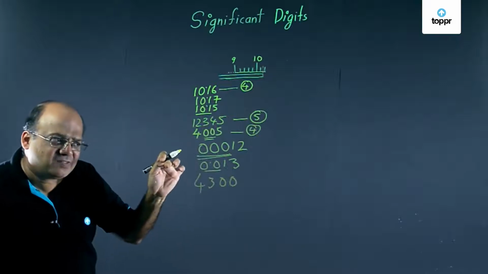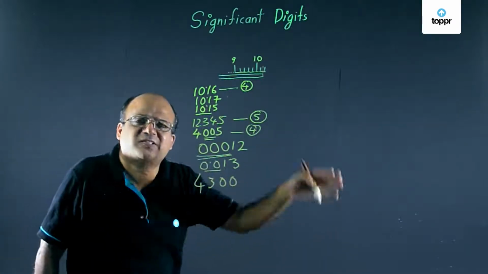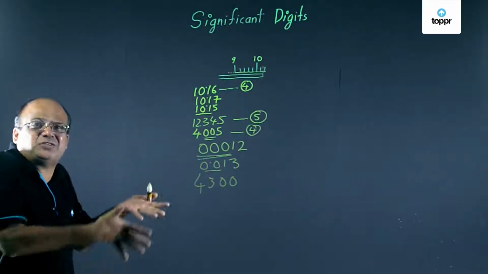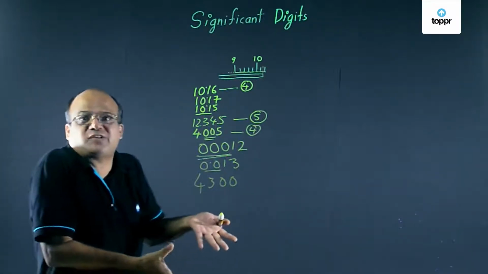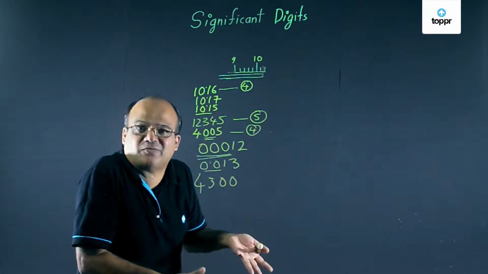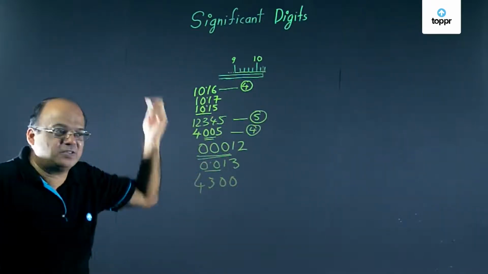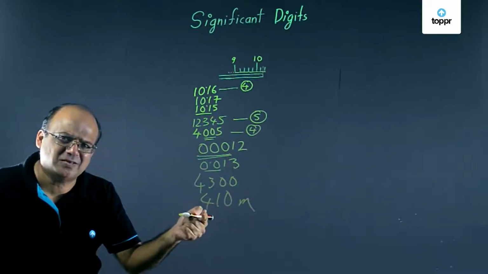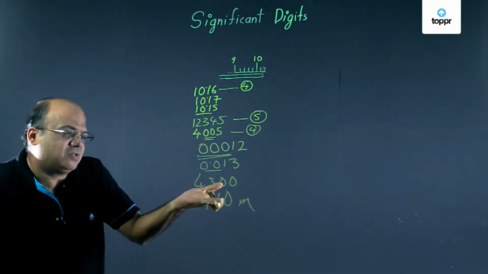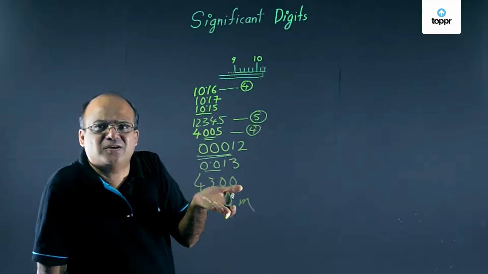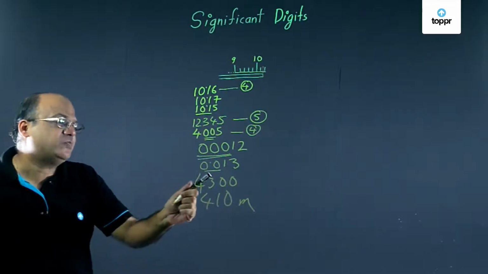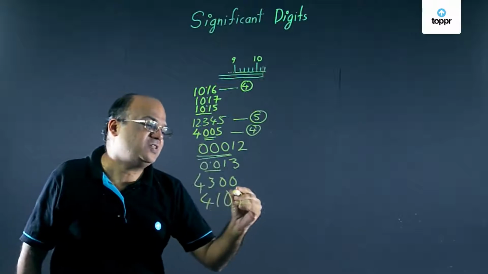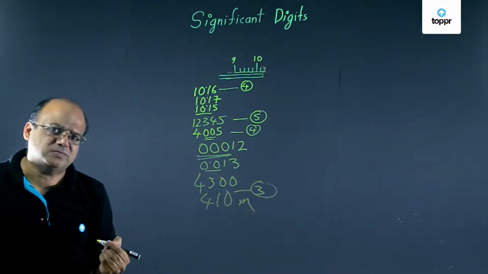Now there is a special case where the 0 at the end, if it has come from an actual measurement, then that 0 becomes significant. The zeros are just to show the accuracy of the measurement. If 0 has come from measurement, then that has to be significant. Suppose the height of this building is 410 meters. So this 0 is significant, right? And by chance the reading is having 0 at the end, so to take it as a significant digit, when we are sure that this 0 has come from an actual measurement, we take it as significant. This has got 3 significant digits.